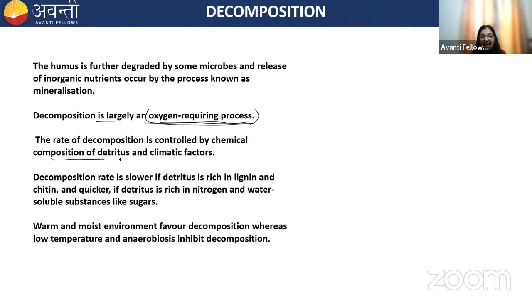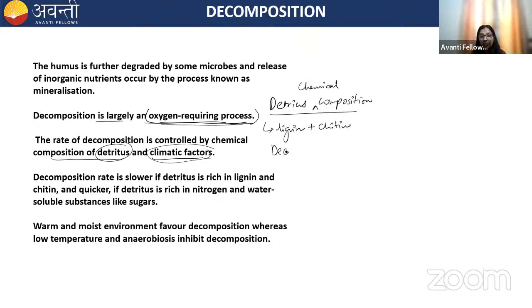Decomposition depends upon the chemical composition of detritus and also on the climatic factor. For example, let's first discuss the detritus composition. If the detritus consists of lignin and chitin, then decomposition would be slow. If the detritus is rich in nitrogen and water soluble substances like sugar, then the decomposition would be high.